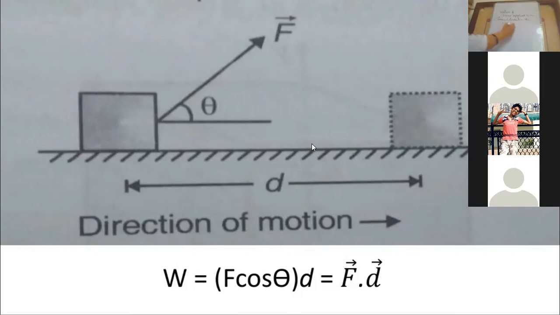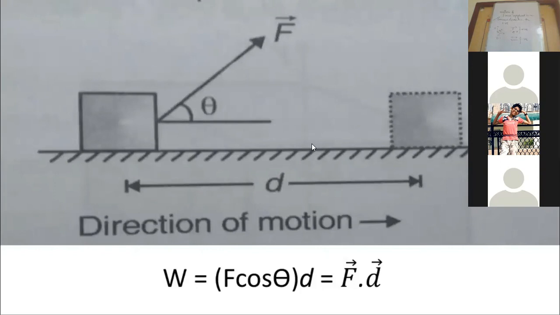So if the force applied and direction of motion are the same, then the work done is said to be positive. But if they are opposite to each other, then the work done is said to be negative. And when the force applied and direction of motion form an angle of 90 degrees, then the work done is said to be zero. So these are the three conditions.